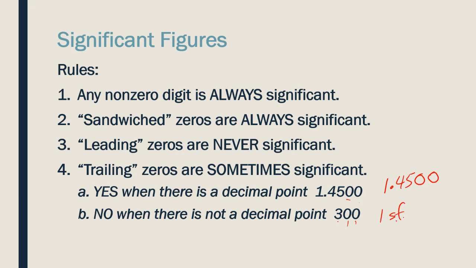So the only thing you measured was the 3. You did not measure those zeros. They, again, are just placeholders. You could just as easily write that as 3 times 10 squared, right? So those zeros are just holding places like the leading zeros were holding a place.